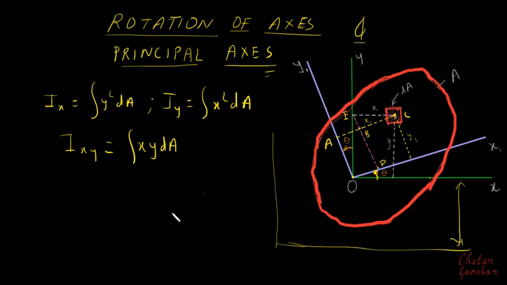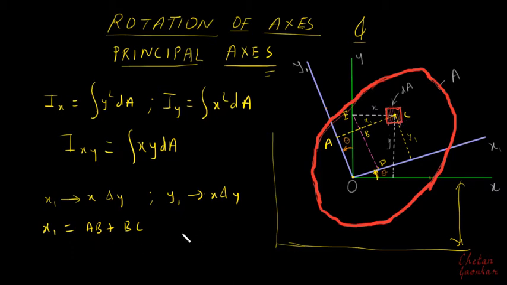So here I will try to establish some relation of x1 with that of x and y, and similarly I will try to establish some relation of y1 with that of x and y. Here we can observe that x1 is nothing but it is equal to AB plus BC. This entire x1 is AB plus BC.